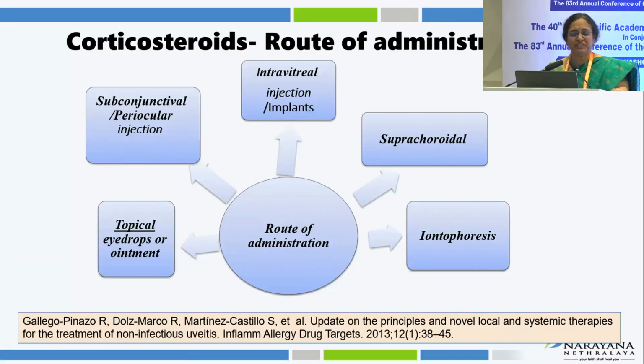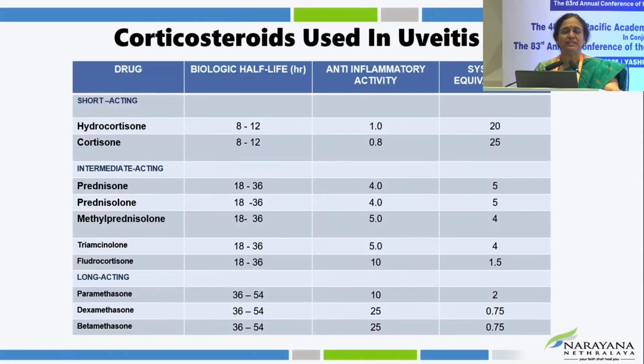Coming to the route of administration, commonly for anterior uveitis, topical corticosteroids are used. Ointments are also available. Subconjunctival or periocular steroid injection is useful to treat the inflammation either in the intermediate or in the posterior segment. Intravitreal injections and corticosteroid implants are also available. Iontophoresis using dexamethasone has been used in clinical trials to control the inflammation. The suprachoroidal route of triamcinolone acetonide injection helps to control the inflammation of the posterior segment.